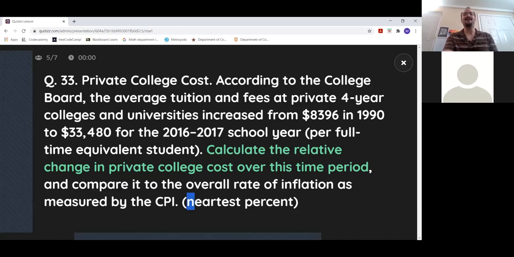Oh man, I just realized how I spelled this word. Nearest. Do it to the nearest percent.